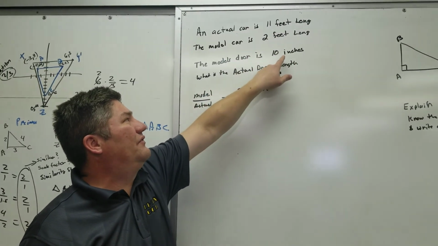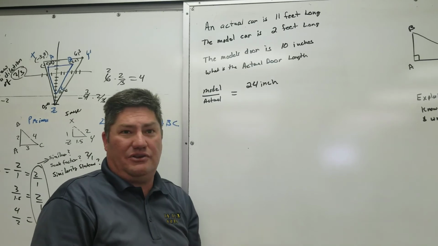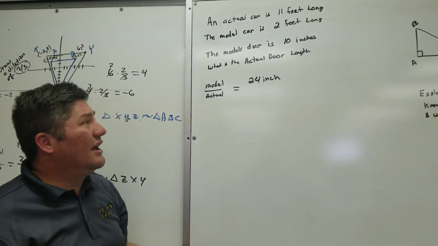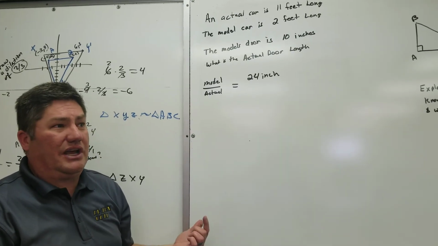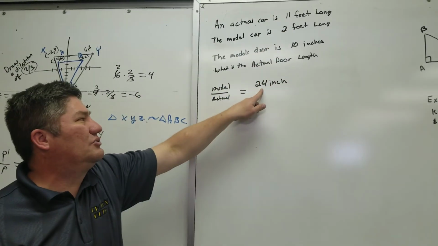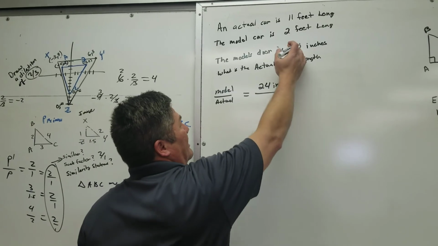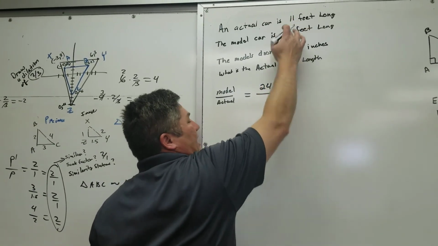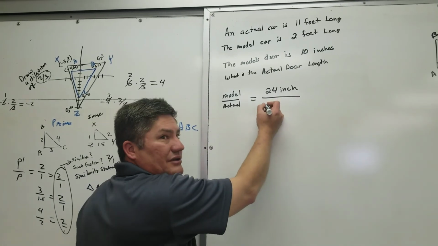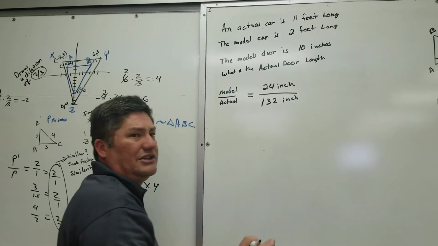So I either have to convert the inches to feet, which would be a decimal. I'd do 10 divided by 12. Do I want to use decimals? I don't. In other words, I want to use just bigger numbers. I can always make feet inches. I just got to times it by 12. So 2 times 12 is 24. So what would your actual car length be? Remember, I took 2 times 12. I've got to take 11 times 12. 11 times 12 is 132 inches. Okay, now everything's being measured in inches.